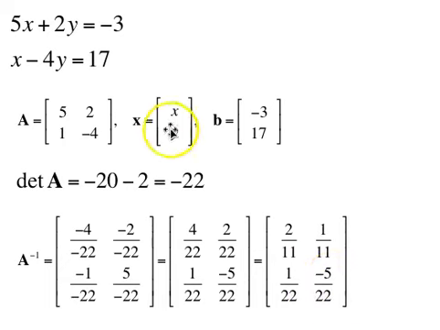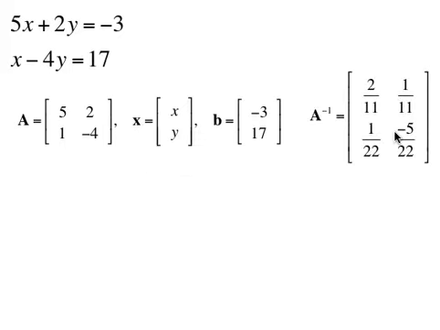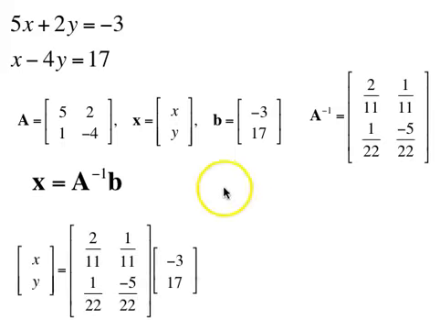To get our solutions, x, y, we'll take the A inverse and multiply it by B. So we take this matrix, multiply it by negative 3, 17, and we must multiply it on the left because matrix multiplication is not commutative. So there's all our information. Again, X is A inverse times B. X is the matrix x, y. A inverse 2 elevenths, 1 11th, 1 22nd, negative 5 22nds times negative 3, 17. So 2 elevenths times negative 3 is negative 6 elevenths. 1 11th times 17 is 17 elevenths. So 17 elevenths minus 6 elevenths is a nice number.